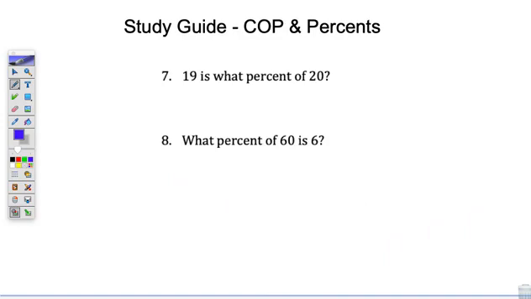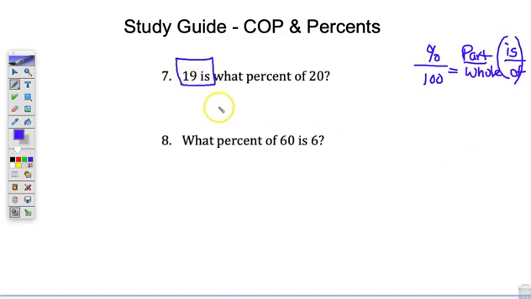In the next two questions, we are going to again use that percent formula. So like I said, it is really important that you memorize percent over 100 equals part over whole. And of course, you can continue to use the words is over of to help you figure out which is the part and the whole. So for this one, it says 19 is, so 19 is going to be the part of 20. That's my whole. And since I'm looking for the percent, I have x over 100.